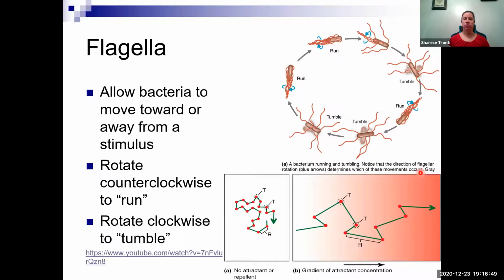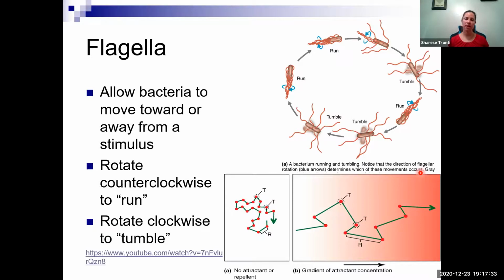Flagella, of course, allow the bacteria to move towards or away from a stimulus. And the way that they do that is they have two different phases. They have a run phase and a tumble phase. They're either going to run or tumble based on the directionality of the spinning of their flagella. If they rotate the flagella in a counterclockwise direction, that's going to cause the cell to run. So it's going to move in one direction. And if it switches that rotation to a clockwise manner, that's going to cause it to tumble. And when they tumble, they change direction.